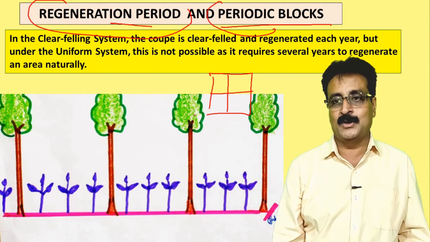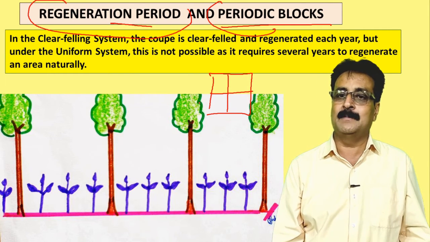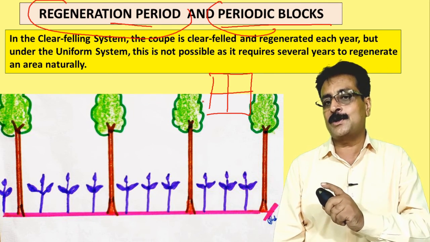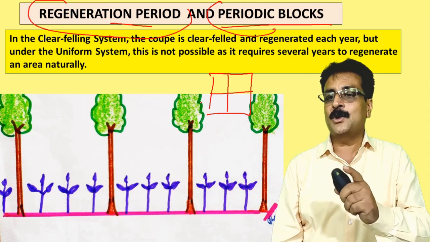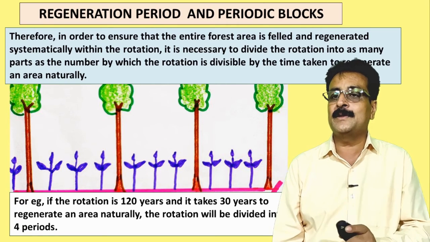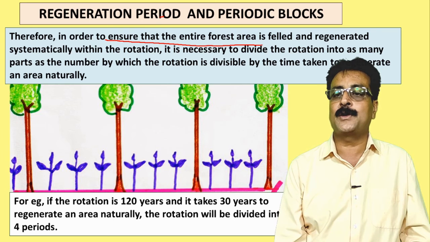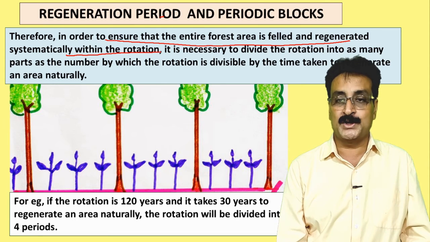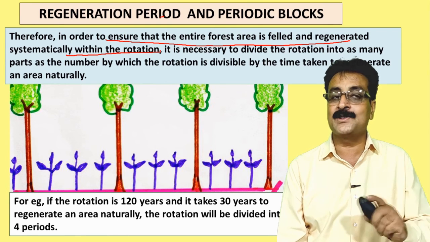In the clear felling system the crop is clear felled, but in the uniform system it is not possible, because we are depending on nature. We are getting the regeneration on the basis of slow removal of overwood and letting the regeneration come. So it is not possible to regenerate the entire area naturally at once; it is very difficult. So we make these periodic blocks, in order to ensure the entire forest is felled and regenerated systematically within the rotation. If the Pinus roxburghii rotation is 120 years, within that we want the entire area regenerated.